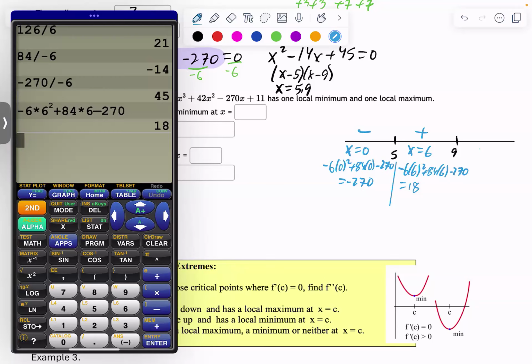And for our last one, I'm going to pick x equals 10. So -6 times 10 squared plus 84 times 10 minus 270. Let's see what we get. We're getting -30. Now the point is we're getting negative.